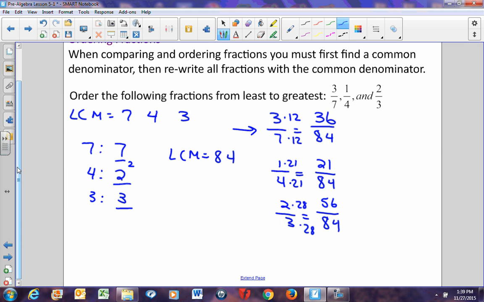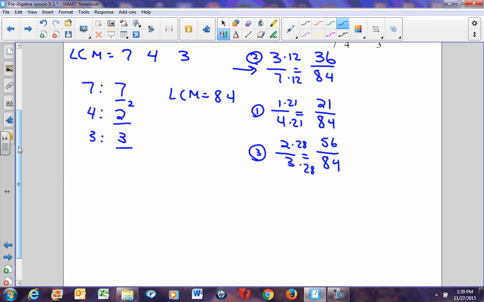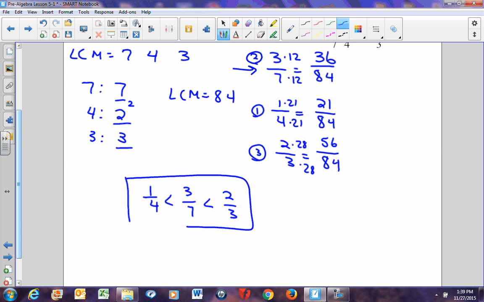So smallest to largest, this is my smallest fraction, this is my second smallest fraction, this is my third smallest fraction. And now you rewrite them back in the proper form that they were in to begin with, which was their reduced form. So if I go and write this, I would say that 1/4 is smaller than 3/7, which is smaller than 2/3. From least to greatest, there we have it. And we found the common denominator first, got our equivalent fractions, and then compared the numerators, and the smallest numerator went first.